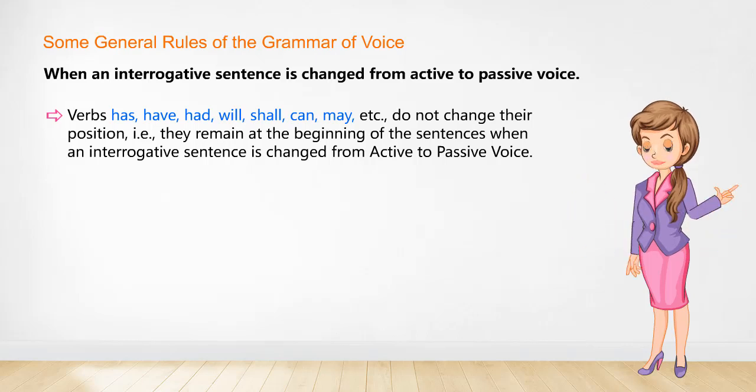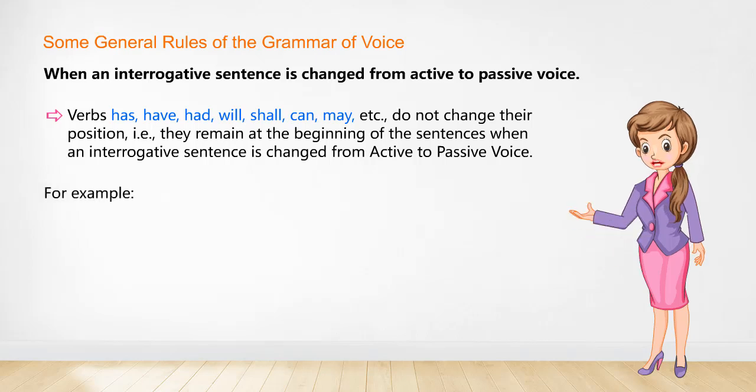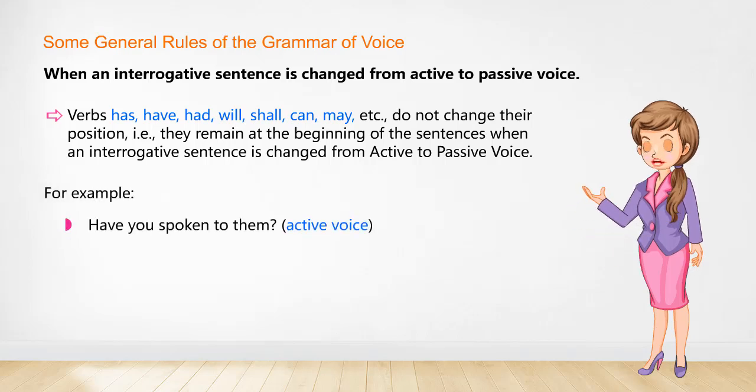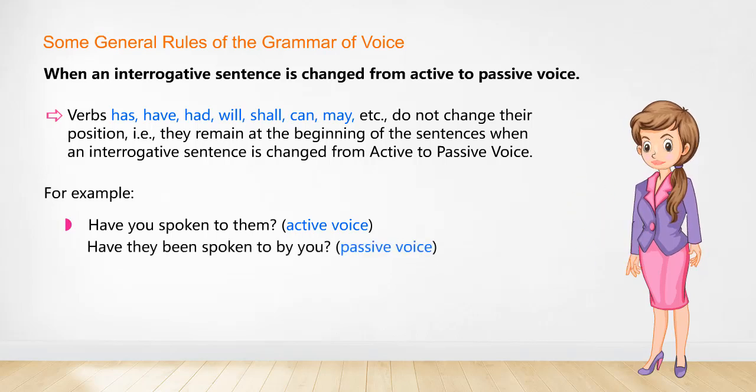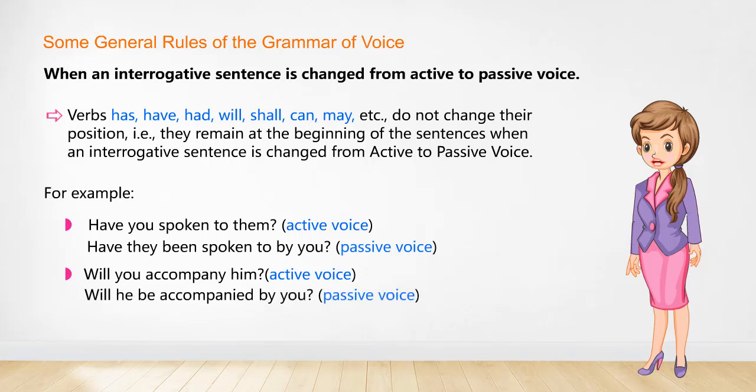Verbs has, have, had, will, shall, can, may, etc. do not change their position. That is, they remain at the beginning of the sentences when an interrogative sentence is changed from active to passive voice. For example, have you spoken to them? Active voice. Have they been spoken to by you? Passive voice. Will you accompany him? Active voice. Will he be accompanied by you? Passive voice.